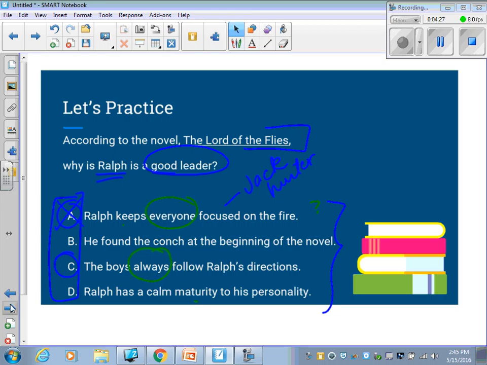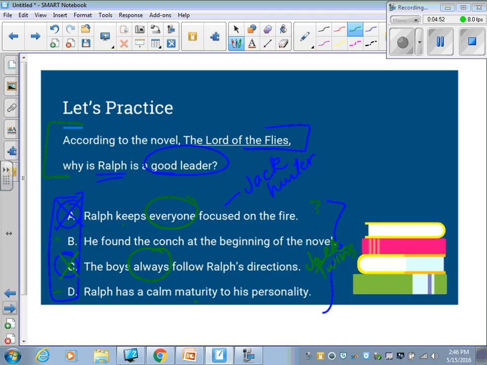I'm going to look at C. It said the boys always follow Ralph's directions. Again, let's talk about Jack. Let's talk about the twins. So here's some problems there. So I'm going to eliminate C as an answer choice. Now when I have 2 answers, B and D left, I'm going to go back and read the question. Make sure I'm answering the question that's asked.